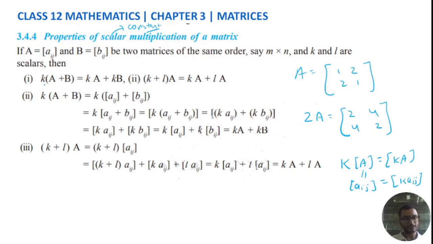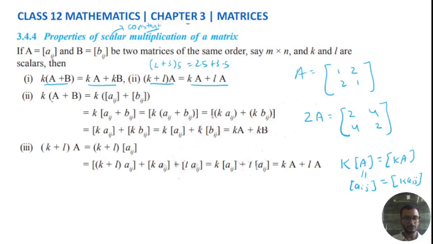So what will be the scalar multiplication of A plus B? It will be K times A plus K times B. Then if we have two scalars K and L, and I multiply A by K plus L, it will be the same as K into A plus L into A. You can see, right, it is the same as numbers. Suppose I have 2 plus 3, into 5. This is the same as 2 into 5 plus 3 into 5. That way you can understand it.